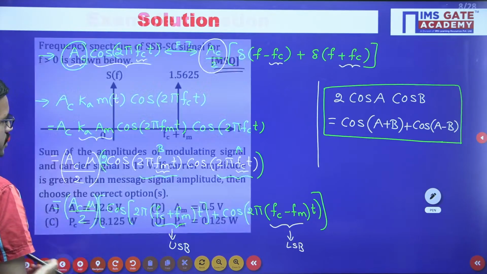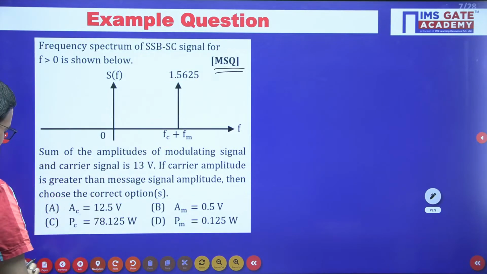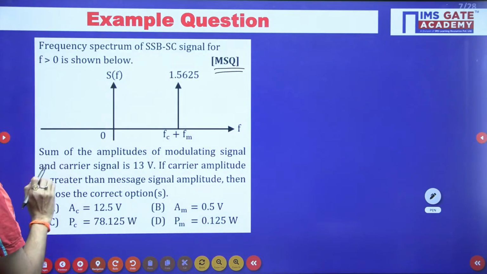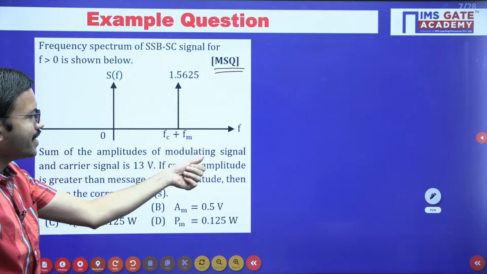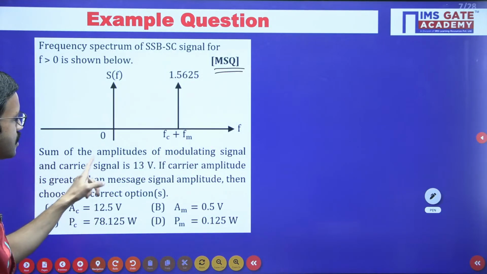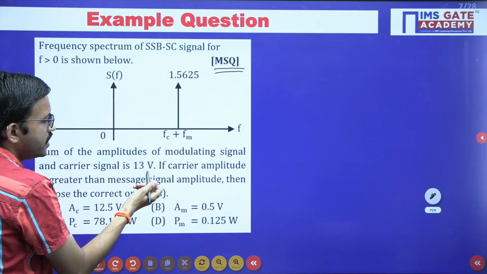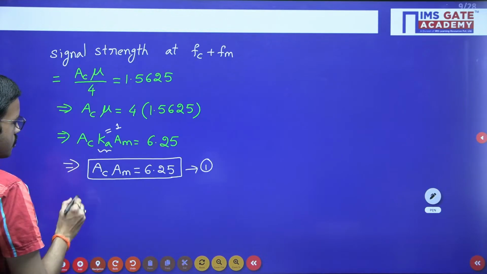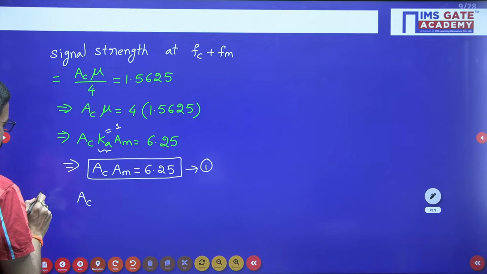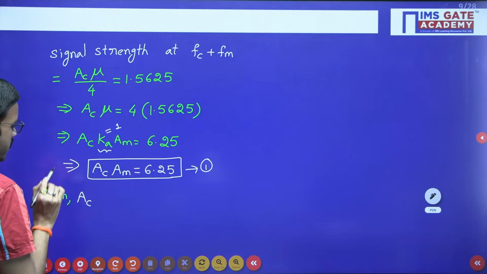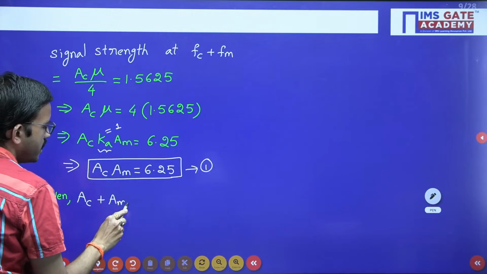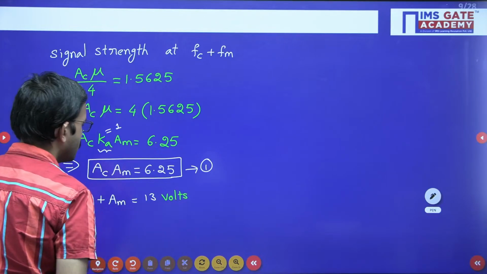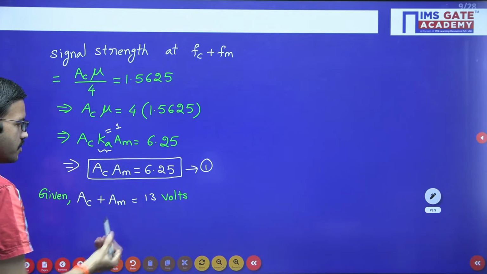Now let us read the question further. From the given spectrum we got one relation, that is AC into Am is equal to 6.25. Now the sum of the amplitudes of the modulating signal, that means the message signal amplitude, and the carrier signal amplitude, when you add both, they have given the resultant value as 13 volts. So I am writing given: AC plus Am equal to 13 volts.